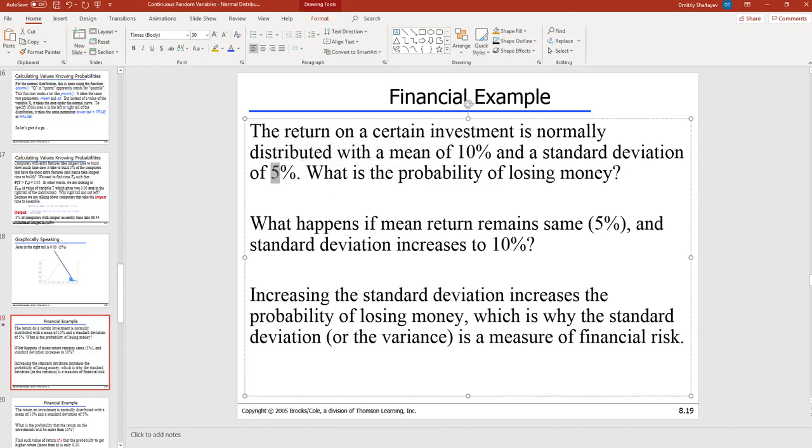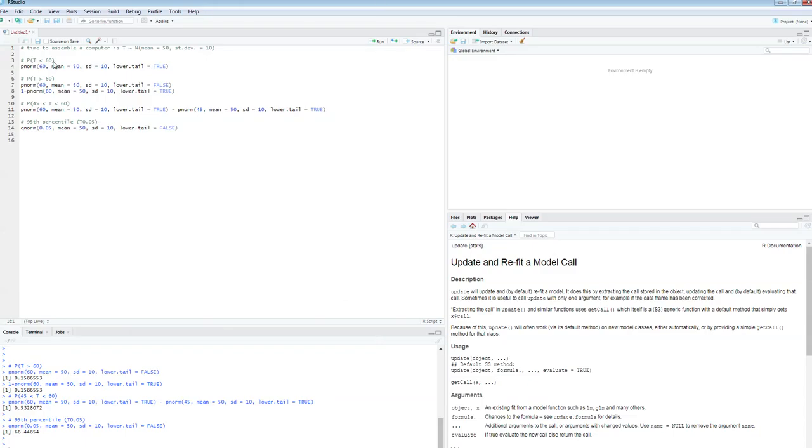Okay, so in other words, I'm going to switch over. This was my time to assemble a computer. Now I'm going to take a look at a different problem, a financial investment example. What my problem is telling me is that the return, let me call it R, for return, that's my random variable, is normally distributed. We're using the notation that we discussed. R is normally distributed with a mean of, what was the mean? Was it 10%? So 10, and a standard deviation SD of 5%.